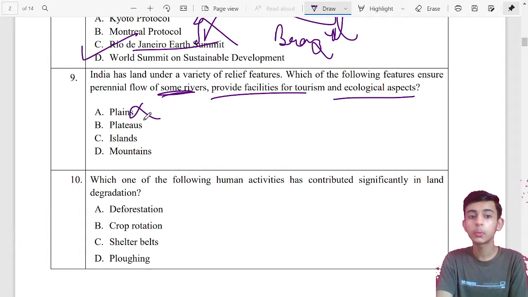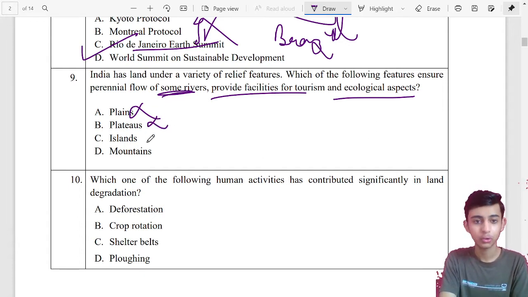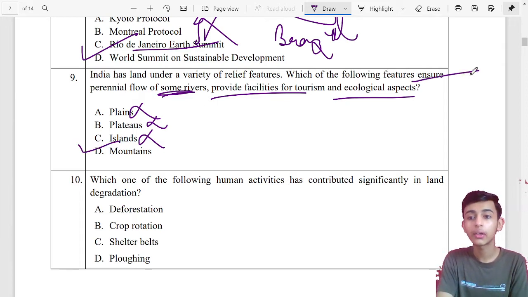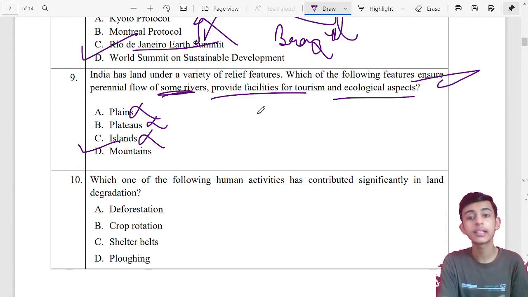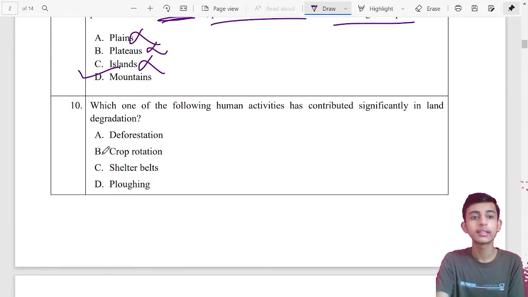Provide facilities for tourism. I don't think plains and ecological aspects will be it. Plateaus will not be it. Islands will not be it. It's mountains, because mountains are going to ensure the perennial flow of rivers. They're going to provide facilities for tourism and ecological aspects. Mountains, D, is the correct answer. Is that clear? Let me know.